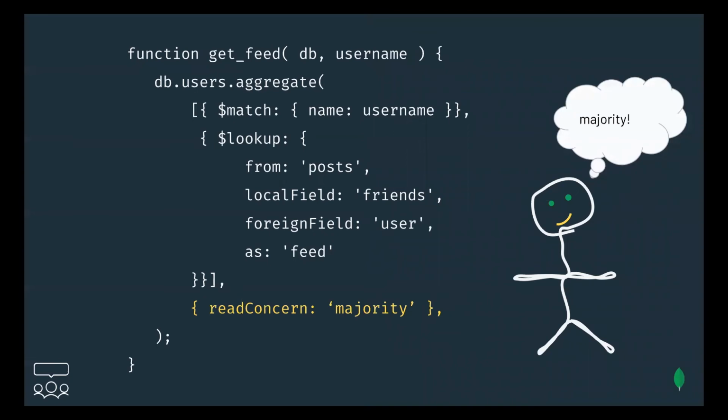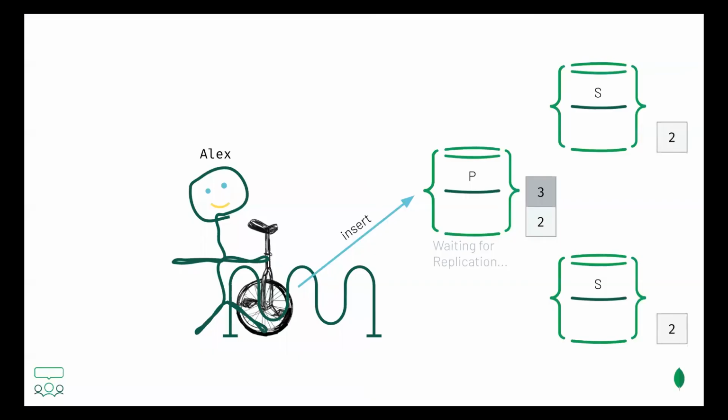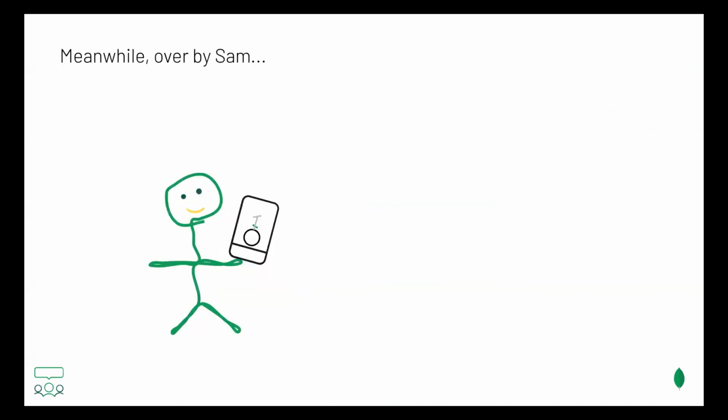So this sounds right to Sam. With read concern majority, a post won't roll back once someone's feed reads and shows it. This should fix the bug we saw before. Let's see what happens now that we use read concern majority. We'll start halfway through the last example when Unicycle is waiting for replication of the new post insert. The insert of post 3 has been written to the primary, but is still waiting to replicate to one of the secondaries. Like before, Sam is looking at the Unicycle app to see who is unicycling right now.